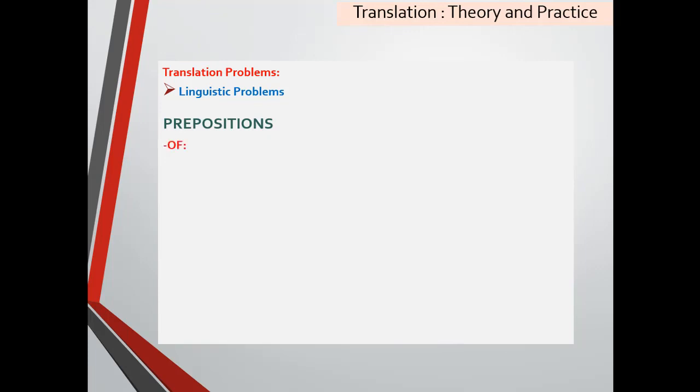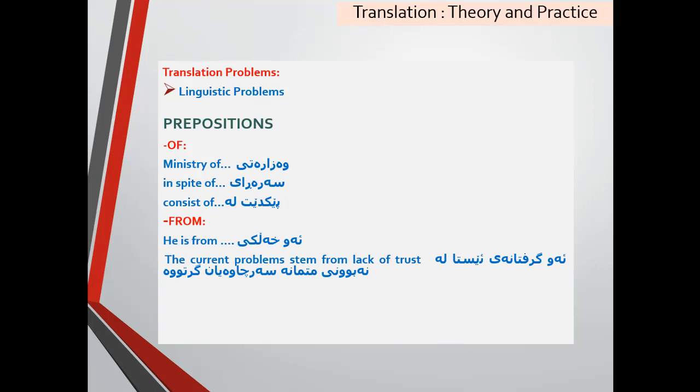Of or F, it has some meanings. For example, in Ministry of Interior, وزارتی ناوخۆ, in spite of, سەرەڕای, consist of, پێکهاتووە لە. You see, it has some different meanings based on what comes after or what comes before. From, he is from Kurdistan, ئەو خەڵکی کوردستانە, for example. It is translated as ye. While in this example, the current problems stem from lack of trust, ئەو گرفتانەی ئێستا لە نەبوونی متمانە سەرچاوەیان گرتووە, from is translated as la.